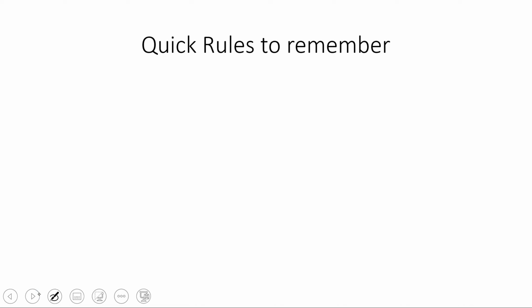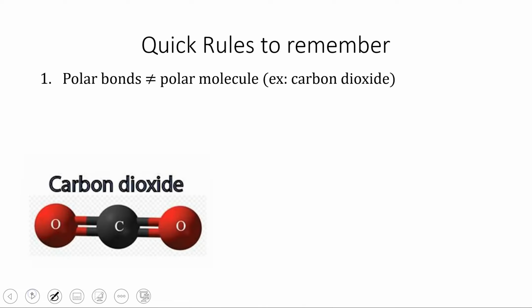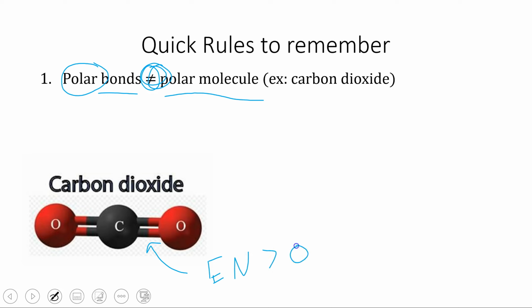All right. So some quick rules to remember. We did already discuss this in class. Hopefully you remember and already have it written down. But the rule to remember is that just because we have polar bonds does not mean that it is necessarily a polar molecule, right? So polar bonds, if you recall, is referring to the bonds that we have in our material. And if that electronegativity is greater than 0.4, right? Then we have polar bonds. So in the case of the carbon-oxygen bonds, that electronegativity is greater than 0.4. So we have polar bonds.